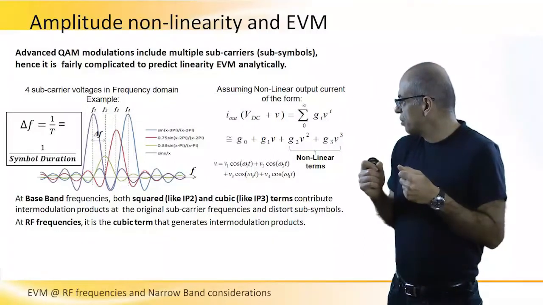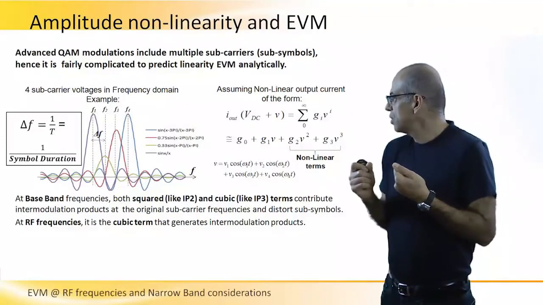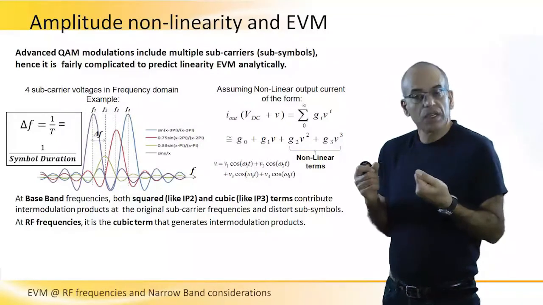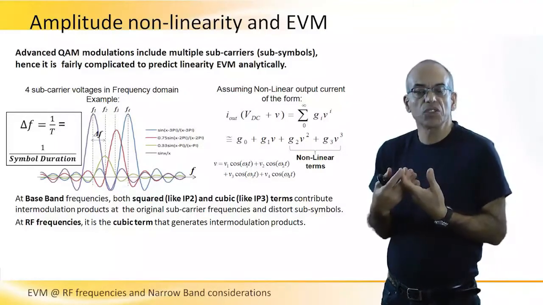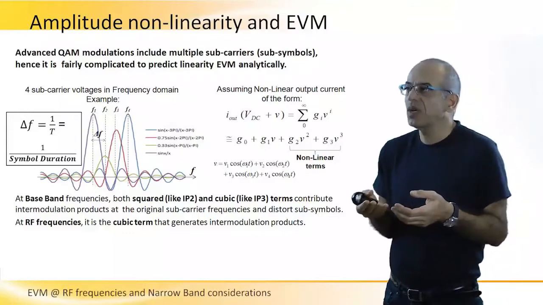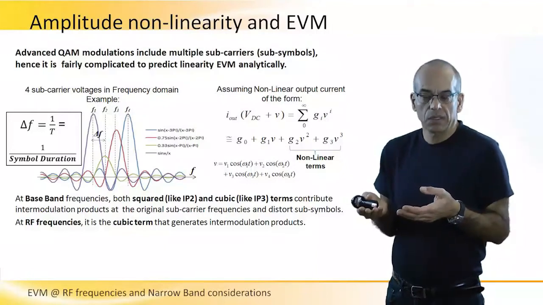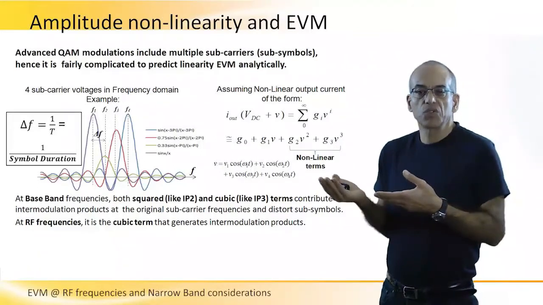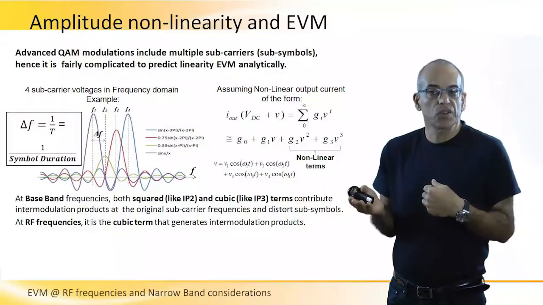And in RF frequencies, the cubic term will contribute new products that are the result of multiplication of the original tones, and that will fall on top of the original tones. So this is very similar to the two-tone IP3 test that people used to perform, and still do, on certain circuits.